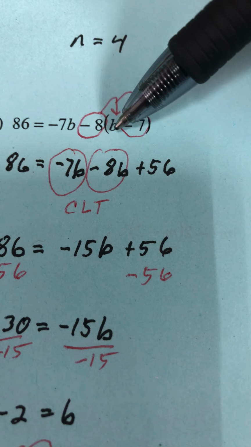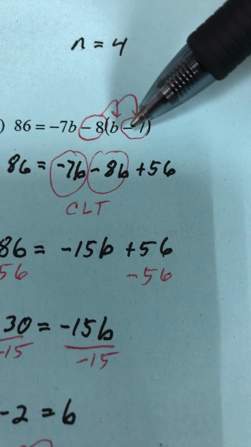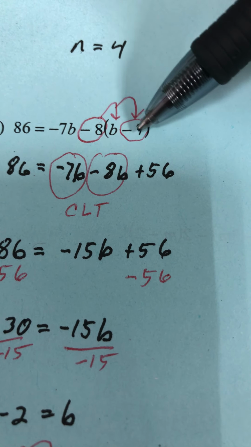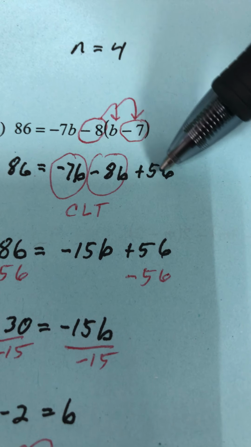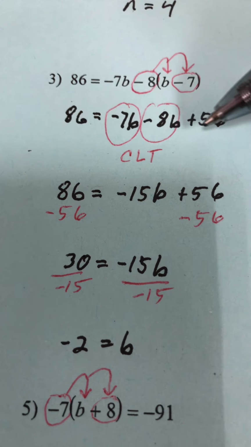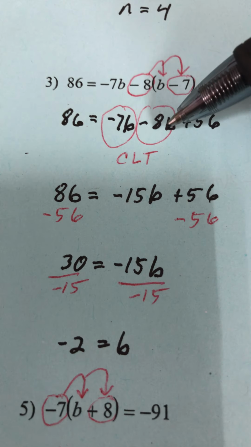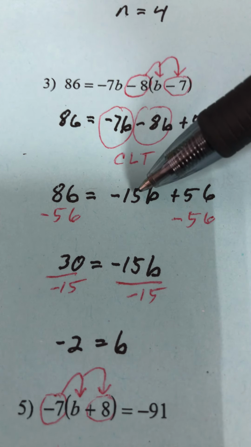Negative 8 times b is negative 8b. This becomes a negative 8 times a negative 7. This minus 7 in here, think of it as negative 7. So negative 8 times negative 7 gives me a positive 56. Now I have this new equation all written in black. I combine my b's: negative 7b and negative 8b becomes negative 15b.